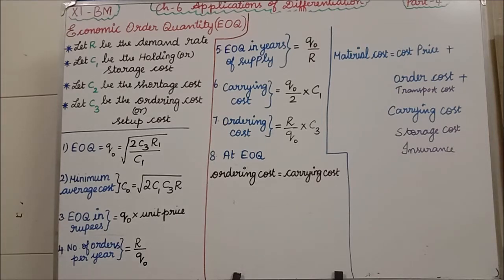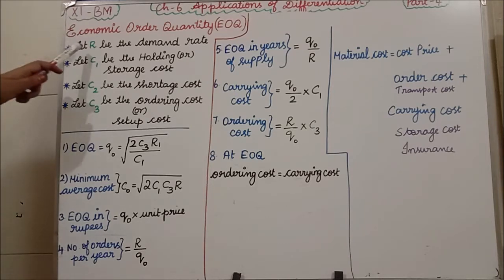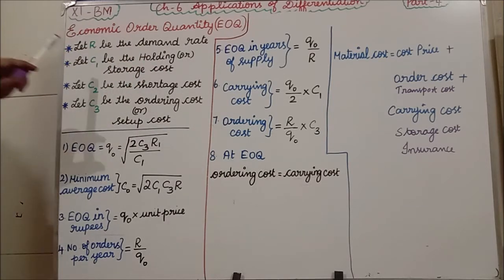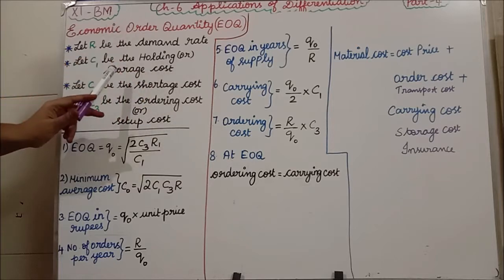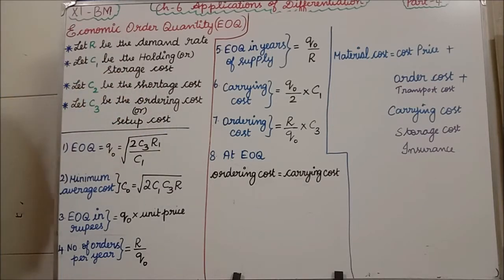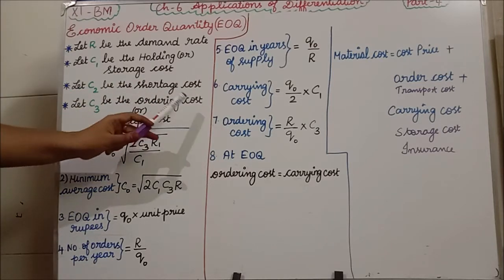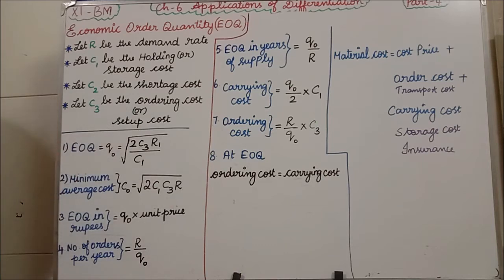In your book they have given some alphabets to denote some of the concepts. Let R be the demand rate. R be what? Demand rate. C1 be the holding or storage cost. C2 be the shortage cost. C3 be the ordering cost or setup cost.